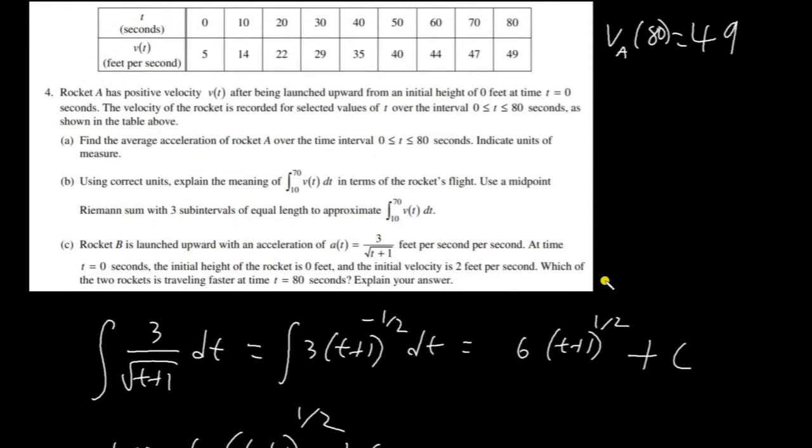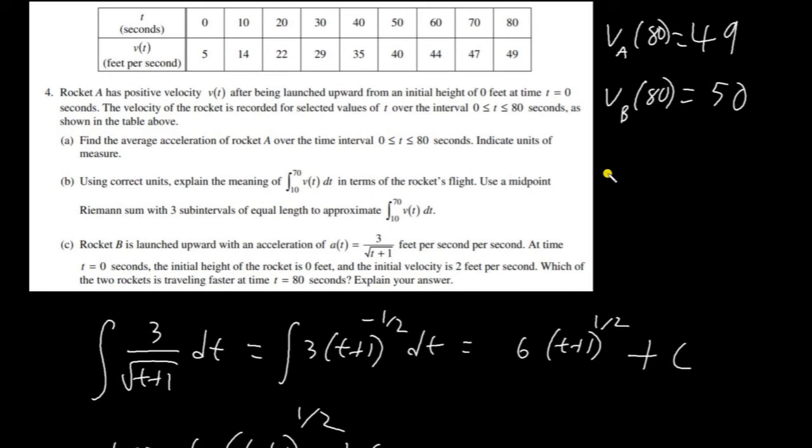Okay, the velocity of rocket B at 80 seconds is 50. Oh, look at that, they made it really close. Of course they did. So it's pretty clear here that at 80 seconds, rocket B is traveling faster. So your answer would be, yeah, rocket B is traveling faster.